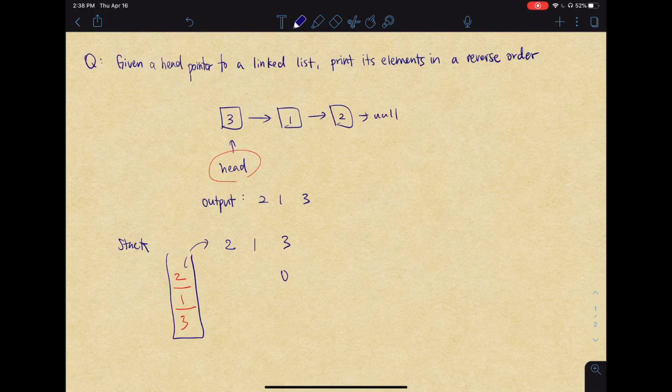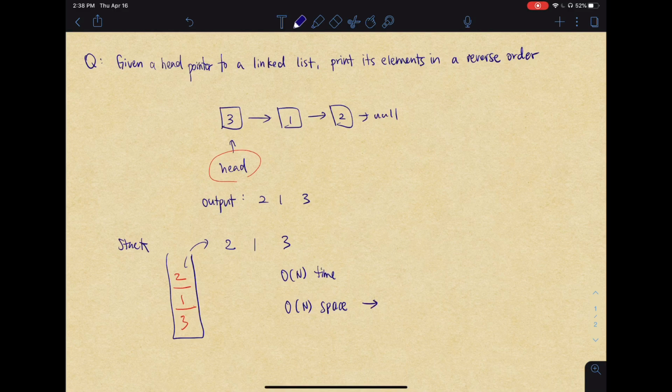So this would be O of n time and O of n space complexity, because O of n time comes from traversing the length of n linked list and also popping n elements out from the stack. And O of n space comes from the stack holding n elements.